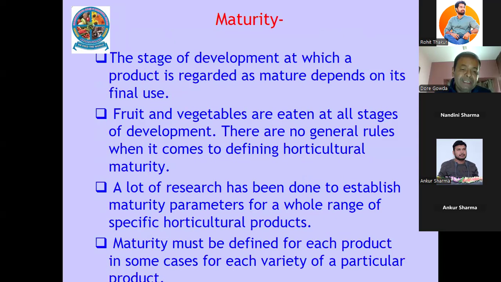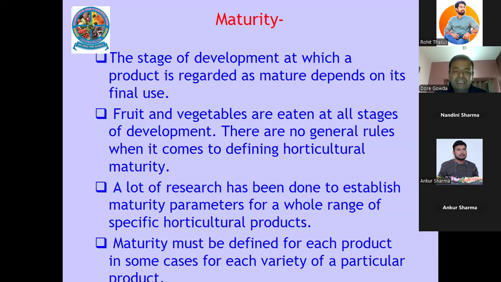Coming to maturity, the stage of development at which a product is regarded as mature depends on its final use. For example, tomato meant for the local market is harvested at the fully mature and ripe stage, whereas for transport it has to be harvested fully mature but at the color break stage, when it just starts ripening, so that it can withstand the transport. Fruits and vegetables are eaten at all stages of development, and there are no general rules when it comes to defining maturity. It depends mainly on the purpose for which it is to be used, whether for fresh market or processing, for immediate use, or for long distance transport.